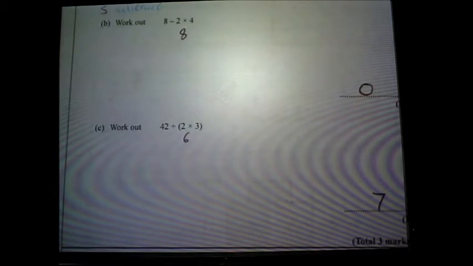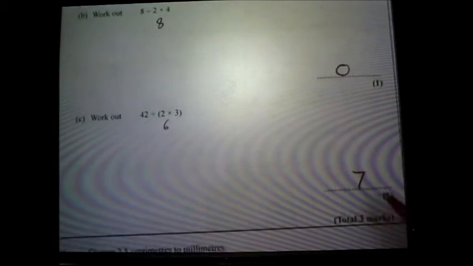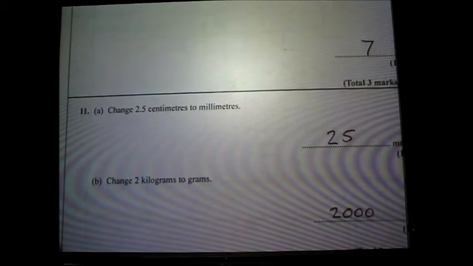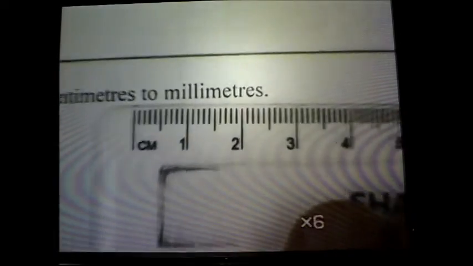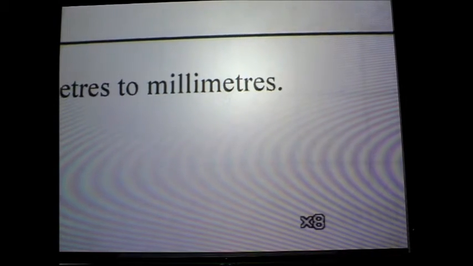Do your brackets first. So 2 times 3 is 6. 42 divided by 6 is 7. So that's my 7. Change 2.5 centimetres to millimetres. You can even have a look at your ruler on this one. 2.5 centimetres. Let's zoom in. Here we go. Well, that's 1 centimetre, 2 centimetres, half centimetres. Count the little ones up. There is 25 of them.